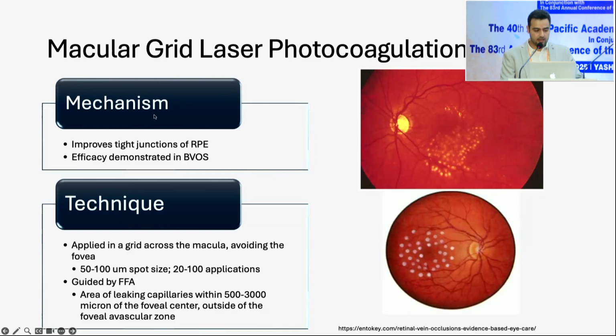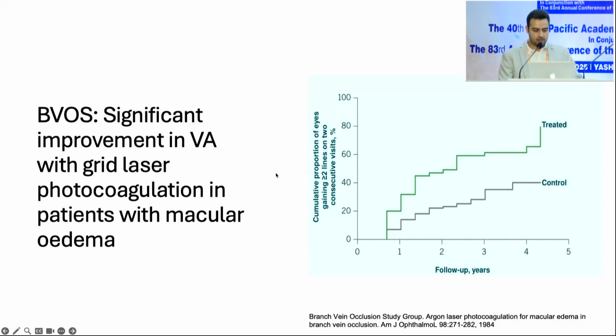Then what is the mechanism? It mainly improves the tight junctions of the RPE, and this was demonstrated by ETDRS also. The technique will be demonstrated later on. And again, ETDRS depicted a significant improvement in the visual acuity with grid laser.